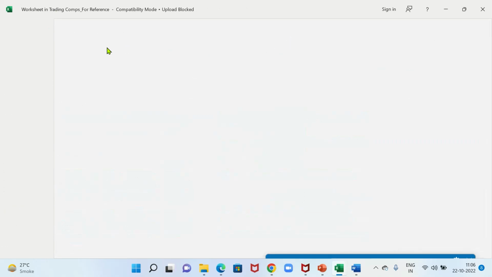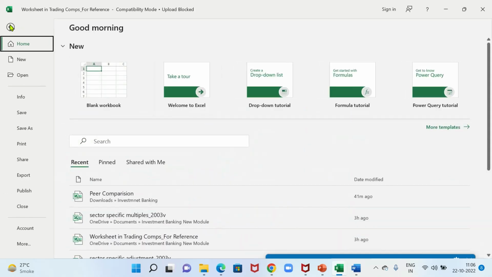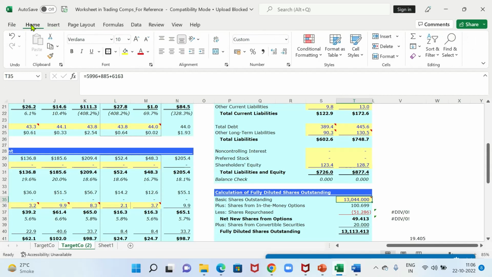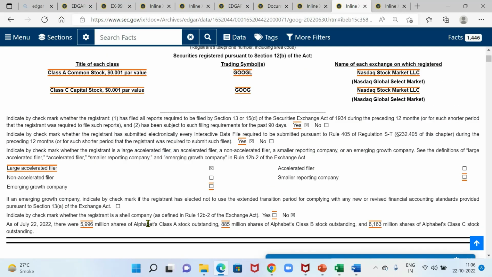What is this Class A, Class B, Class C categorization of shares? There are different classes of shares with different voting powers that a company issues over time.